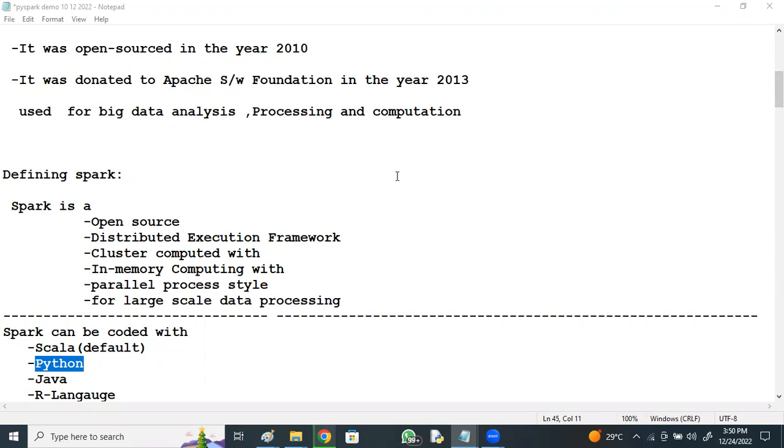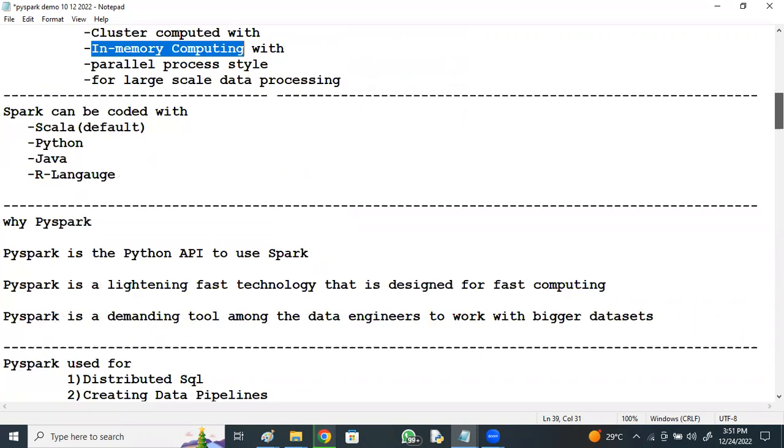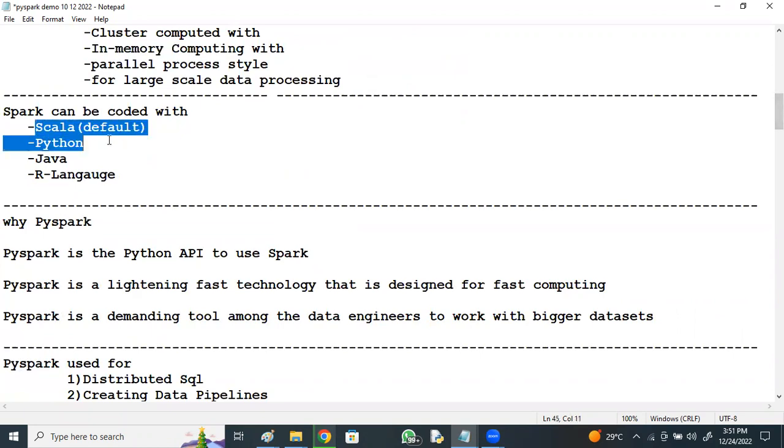So it's an open source distributed execution framework, cluster computed, with in-memory computation and parallel process style. But in the case of Hadoop, we are not going to see this in-memory computation. Here, in-memory computation means processing the data within the memory level storage. Spark can be coded with Scala, Python, Java, and R language, but the mostly used ones are Scala and Python. Today, Spark with Scala and Spark with Python are mostly preferred.